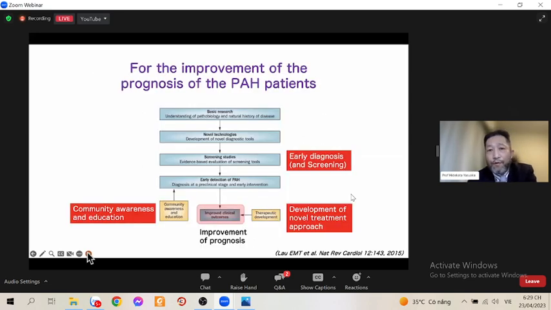So for the improvement of prognosis of SSc-PAH, we need the development of novel treatment approaches and early diagnosis, in addition to community awareness and education. However, we don't have very good treatment so far. We need early diagnosis and screening for the improvement of the prognosis.